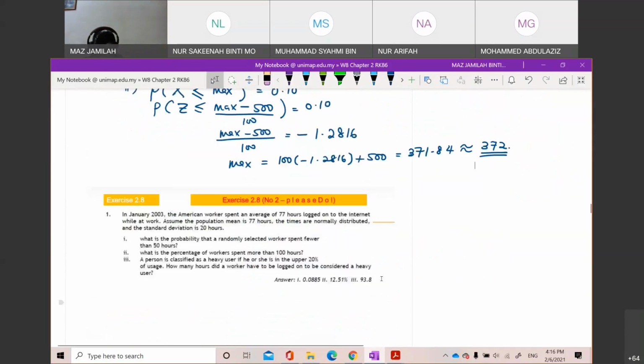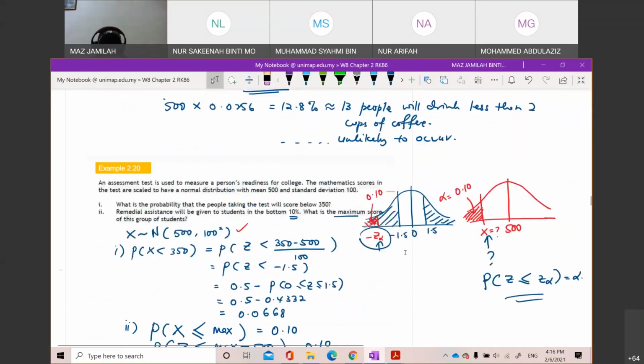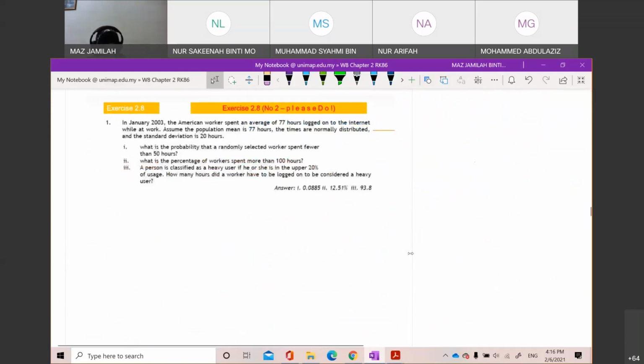Now, exercise 2.8. If you don't have any questions, I will proceed to exercise 2.8. In January 2003, if I'm not mistaken, is the latest textbook. It would be exercise 2.8. Okay, you are talking about Malaysian, not American. Malaysian.